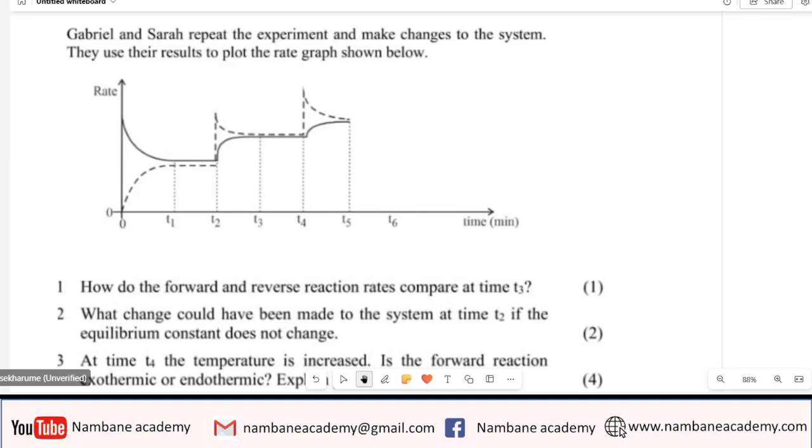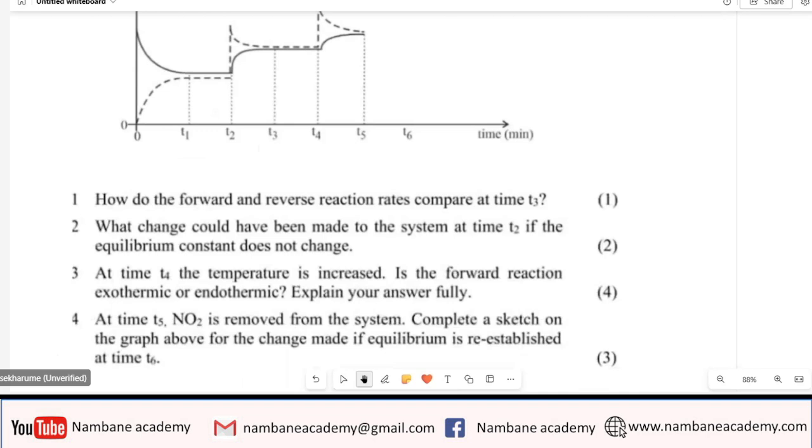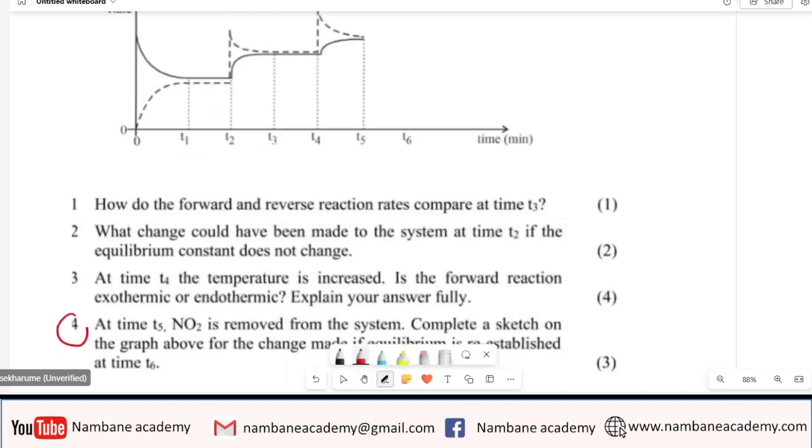So let me start with number 4 there. We'll answer 1, 2, 3 because it's an application of the Le Chatelier principle. At T5, NO2 is removed from the system. Complete a sketch on the graph above for the change made if equilibrium is re-established at time T6. So now this is 3 marks.